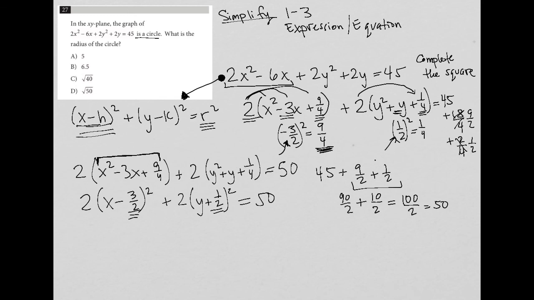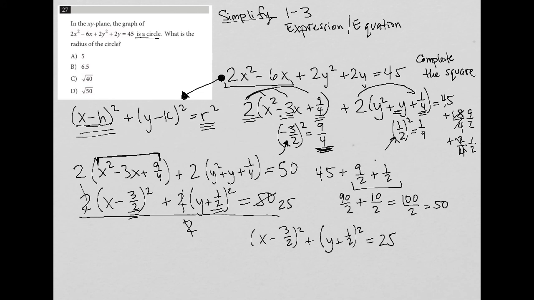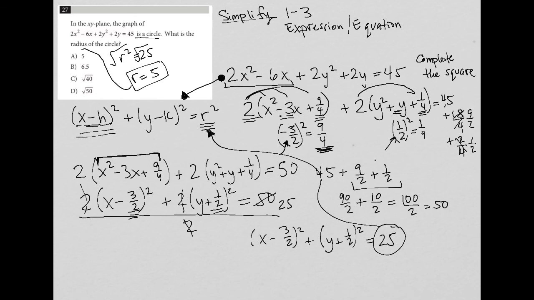Now, lastly, I should be able to divide everything by 2 here. So this 2 crosses out with this 2 here, and makes that 50 a 25. So I now have x minus 3 halves squared plus y plus 1 half squared equals 25. Now 25 is in the r squared position, which means that r squared equals 25. So when we square root both sides, we get r is equal to 5. And therefore, the correct answer here is choice A.